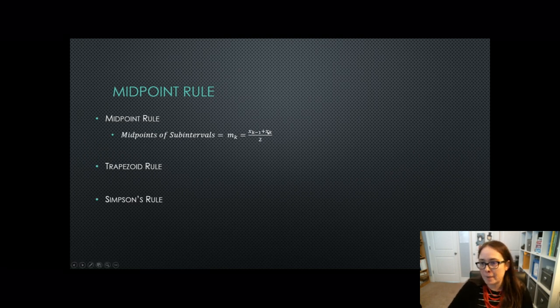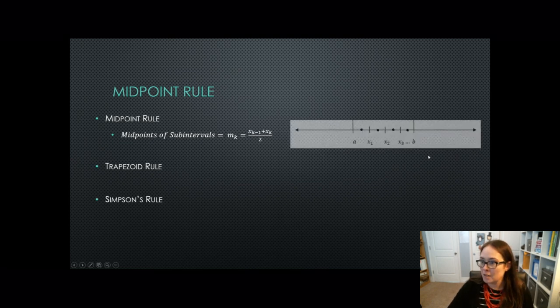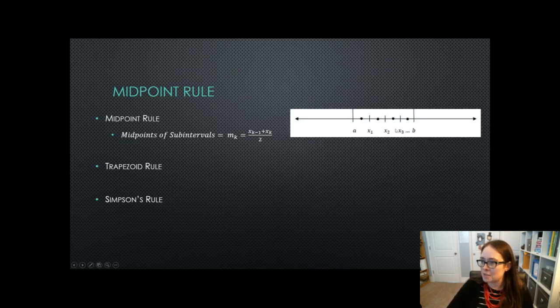And so I can do that by taking each consecutive x_k values, adding them together and dividing by 2. That will give me the midpoint. So if I'm trying to visualize this, if this is my interval that I've sliced up, I'm looking for that spot in between, right in the middle of each one.